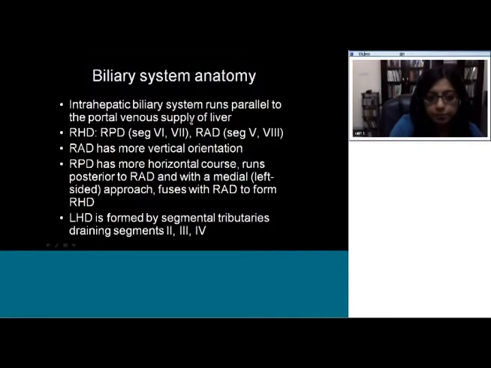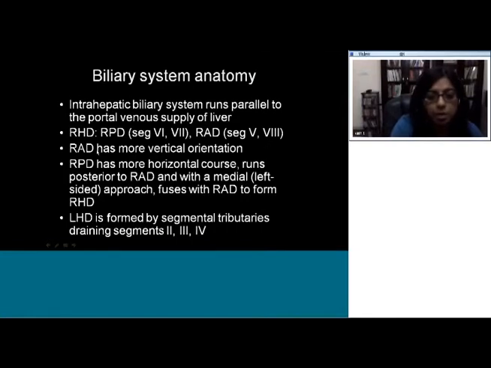Now, briefly on the anatomy of the biliary system, the intrahepatic biliary tree runs parallel to the portal venous supply of the liver. Consists of the right hepatic duct and the left hepatic duct. The right hepatic duct itself has the anterior and the posterior divisions. The posterior division drains segments 6 and 7, and the anterior division drains segments 5 and 8. All these 4 segments forming the right hepatic lobe.